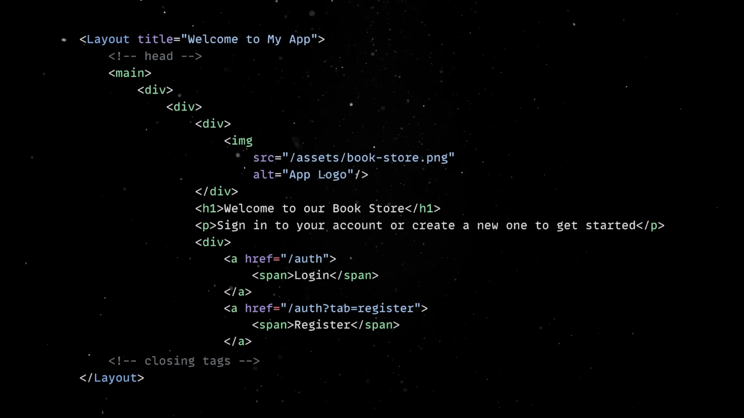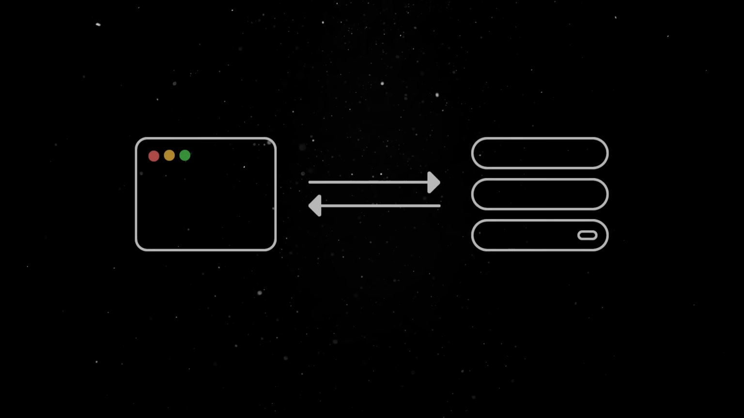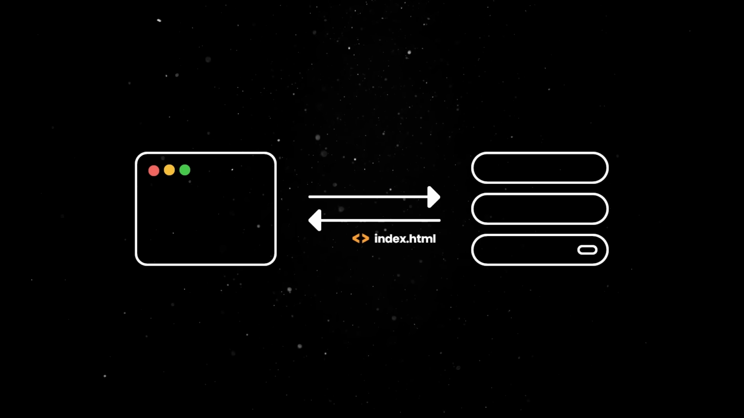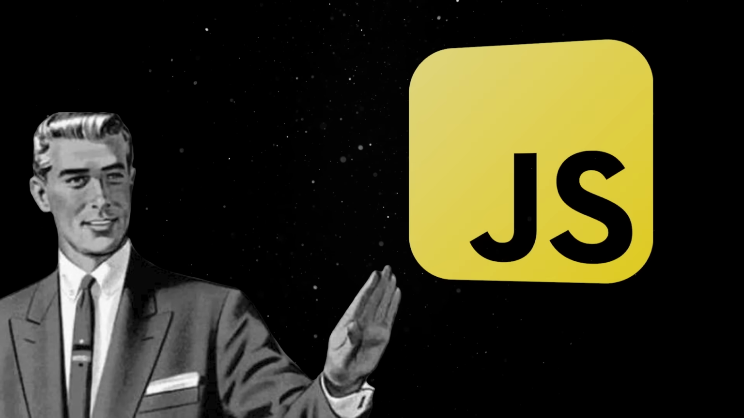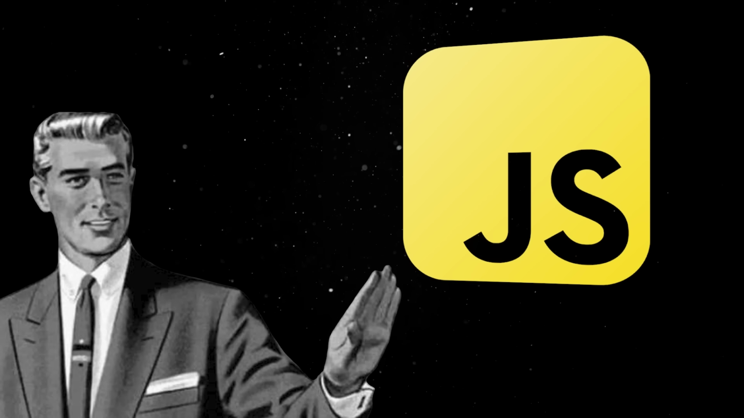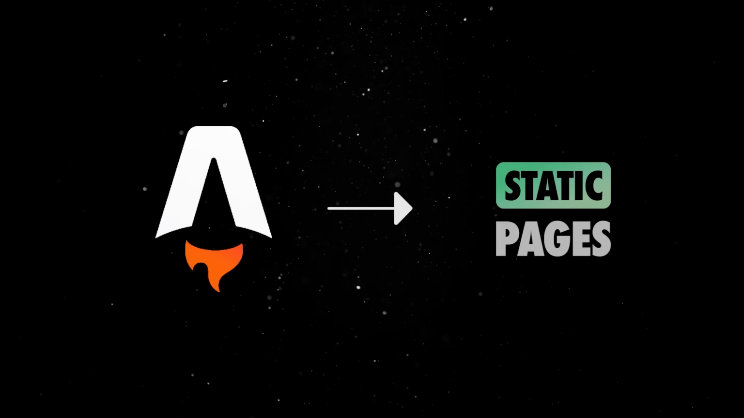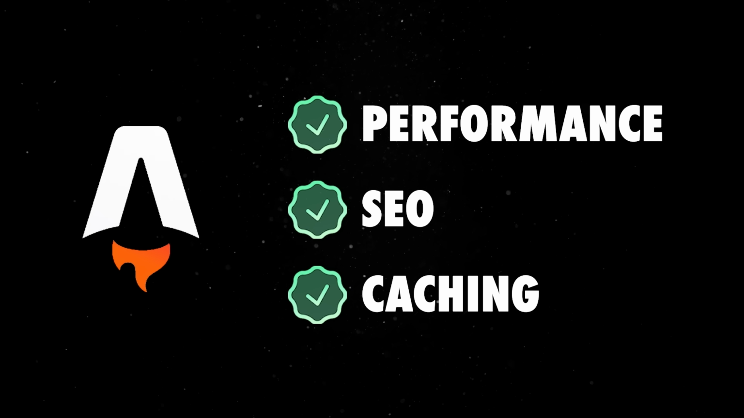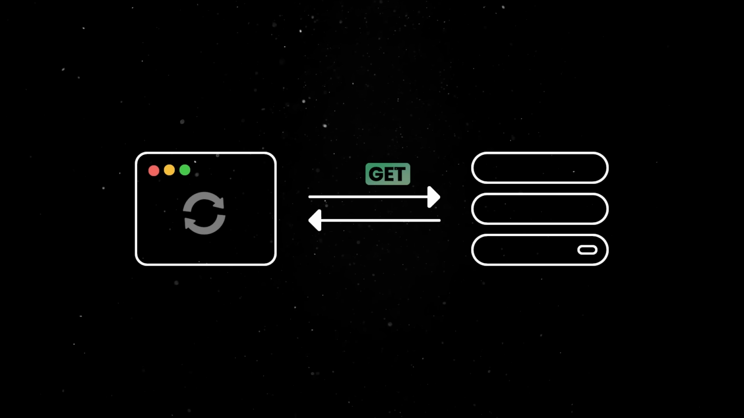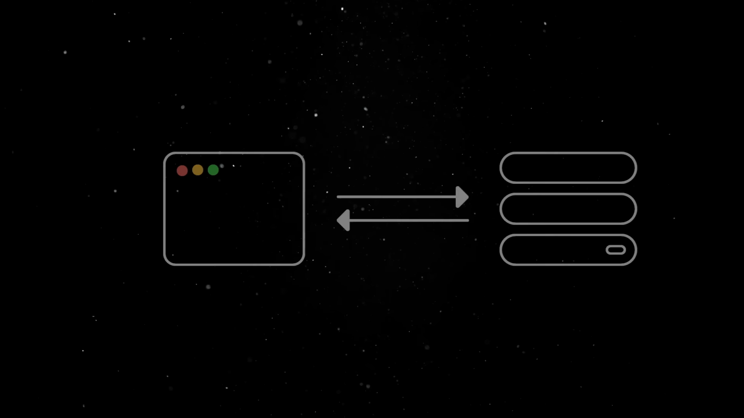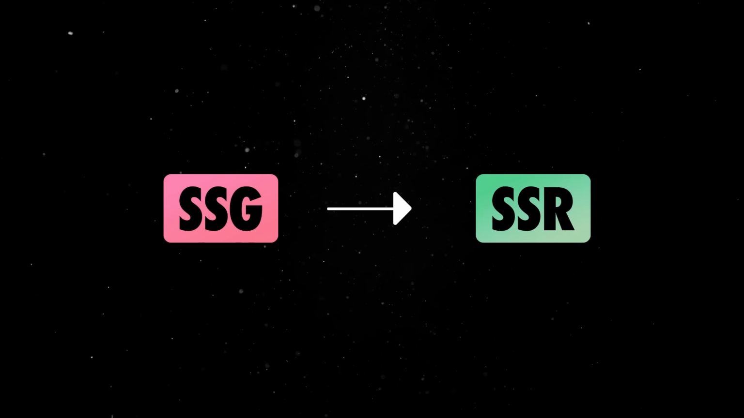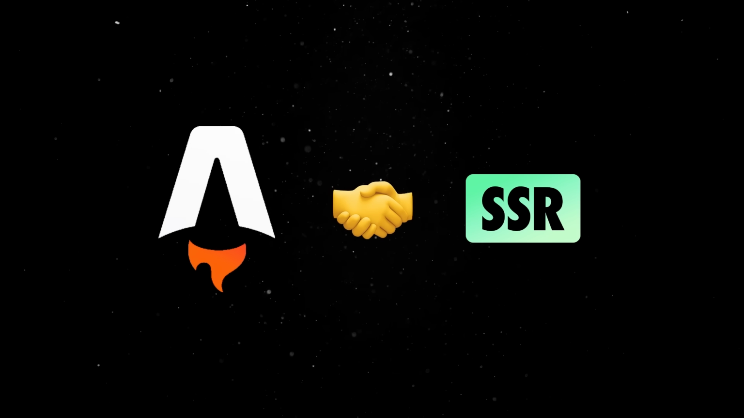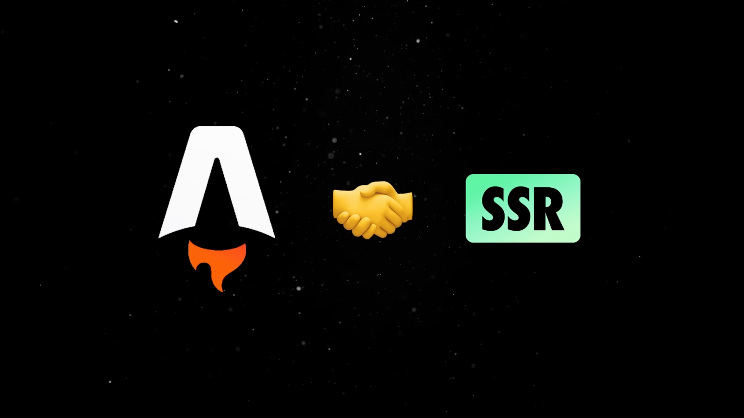Note that this is an Astro component, so it will be rendered on the server and the HTML will be sent to the client. No JavaScript is needed for this page to load and work. By default, Astro generates static pages, which is great for performance, SEO, and caching. But in our case, we have to render pages dynamically on every request, so we'll need to switch from server-side generation to server-side rendering. Astro lets you opt into SSR on a per page or per project basis.